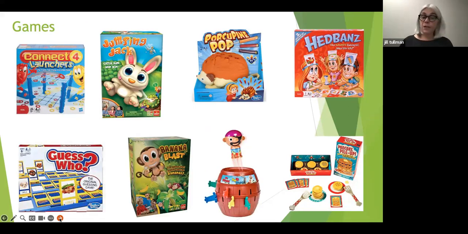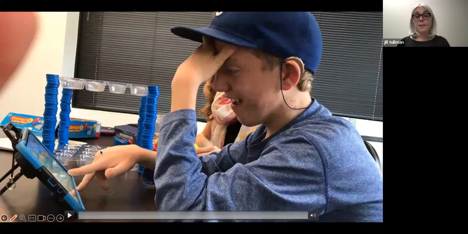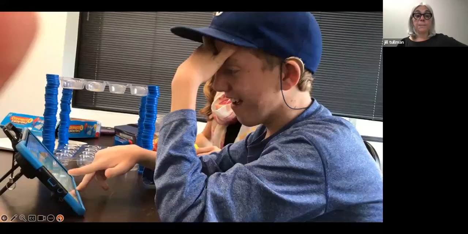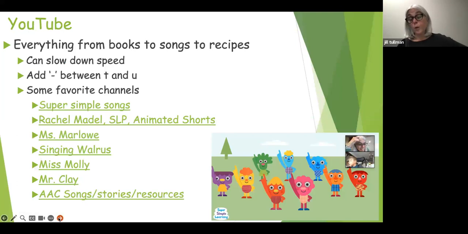These are some of our favorite games. I know Autism Community Store has many, if not all of these. The one thing with these games that we like too is other than Guess Who, which can be, you know, a little higher level and maybe headbands, but the other ones, pretty much any age, any ability, people can use. We also use YouTube a lot. YouTube has everything from books to songs to recipes. A couple quick hacks within YouTube.